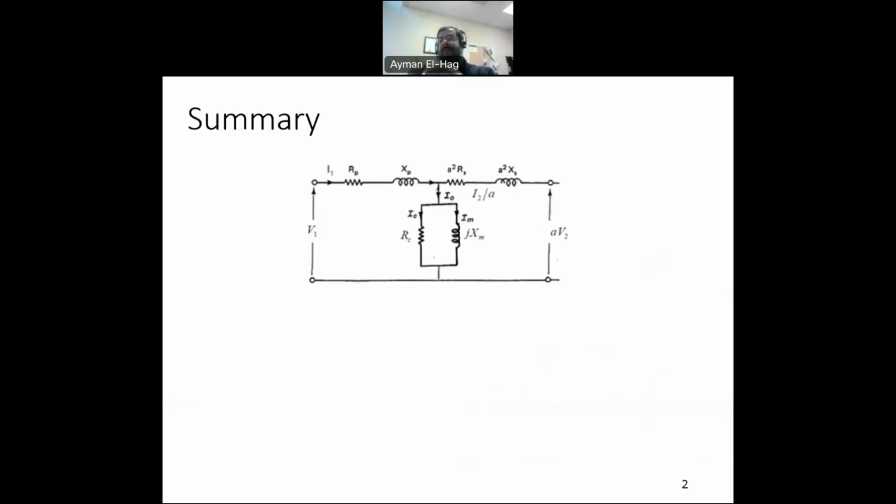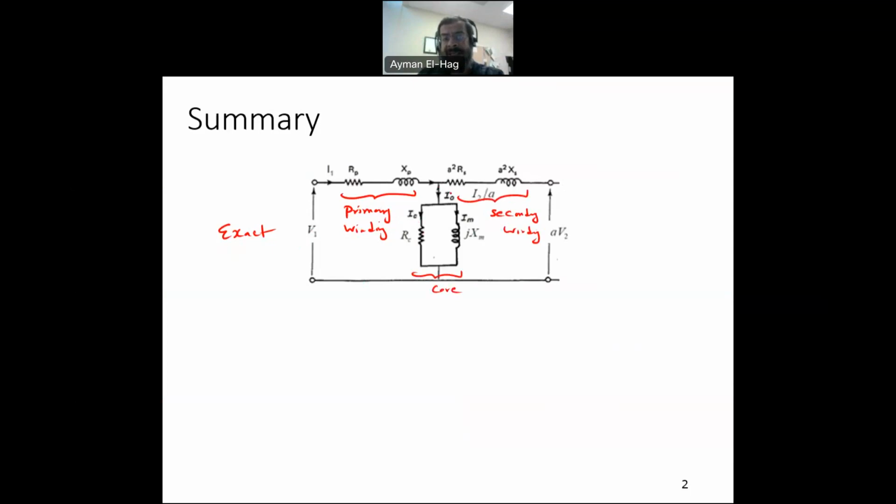So we'll start with a summary of what we have done in the previous video. We talked about the different models of the transformer, and this is our exact model. This part is the primary winding, so basically, this is the resistance and the leakage reactance of the primary winding. Then this is the secondary winding of the transformer. So we have the primary and the secondary, and this is the core. These are the three parts of the transformer model.